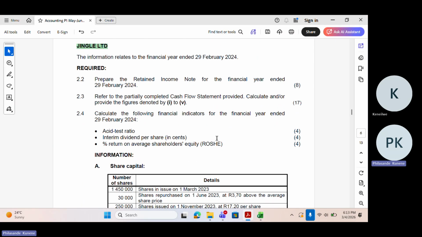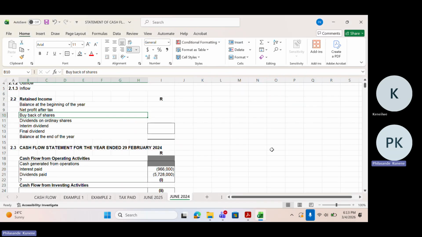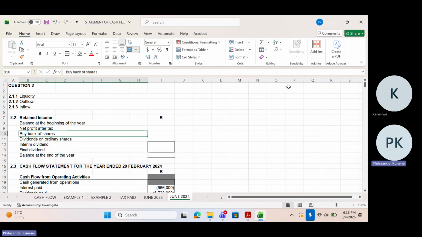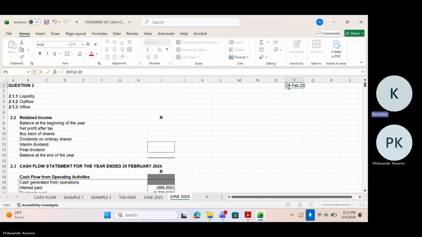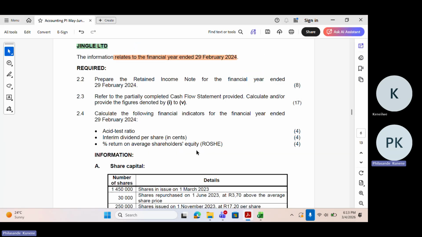We move on to 2.2 now. The information relates to the financial year ending 29 February 2024. So when is it starting? When it ends 29 February 2024? The 1st of March 2023. Yes, 1 March 2023. That's when it is starting. So this is our accounting period: 1 March 2023 to 29 February 2024.